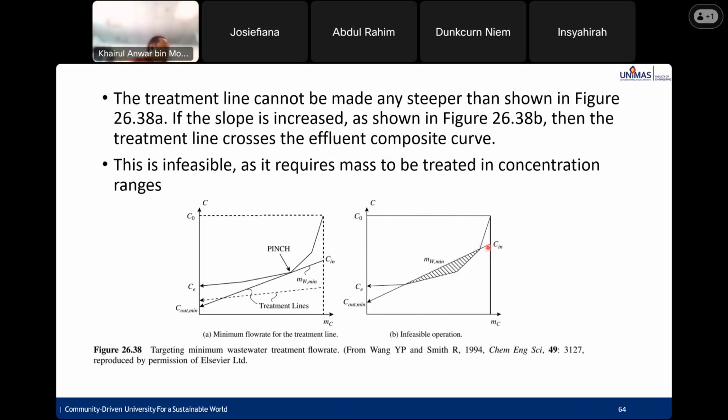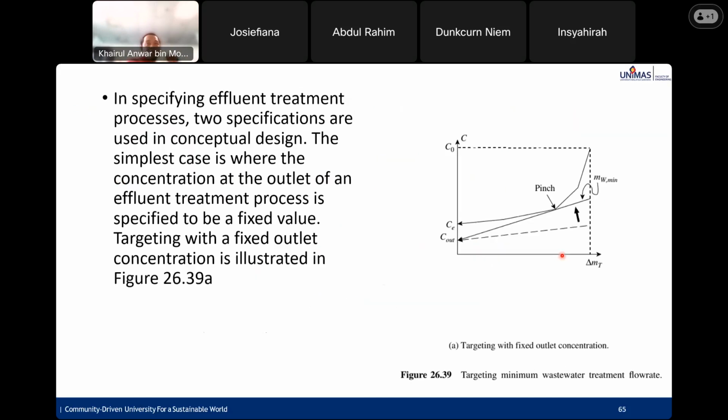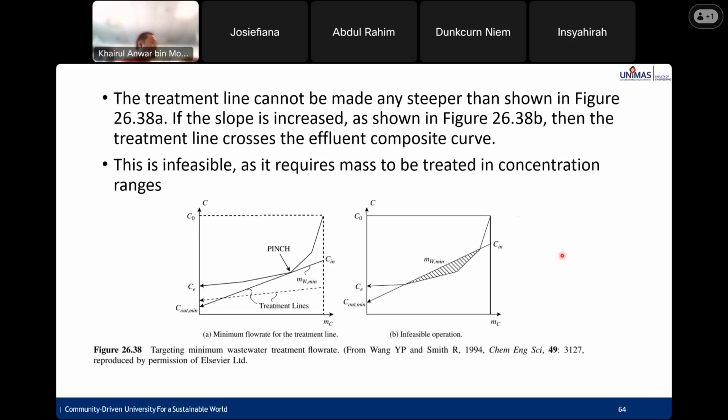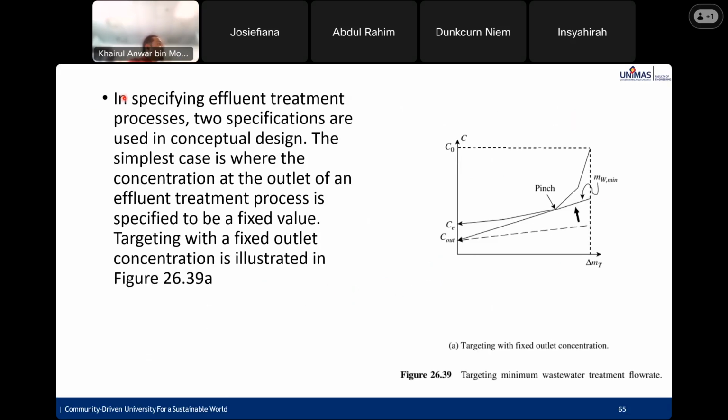If the slope of the treatment line is increased, it will overlap the composite curve, and then this is infeasible, as it requires mass to be treated in concentration ranges where it does not exist. So the treatment line cannot overlap. Here is the pinch, meaning the minimum flow rate.